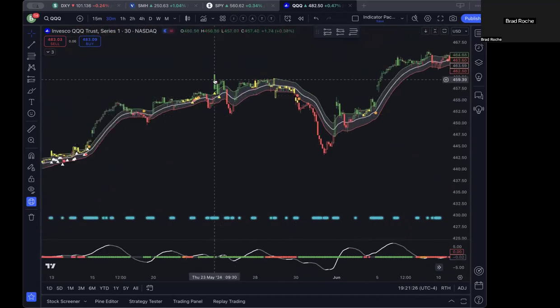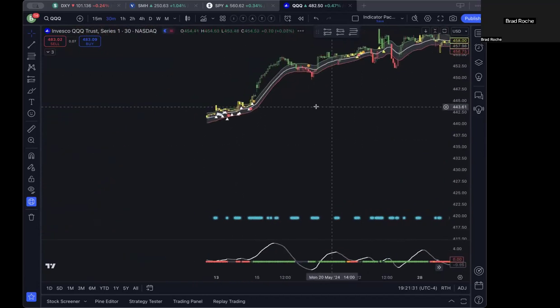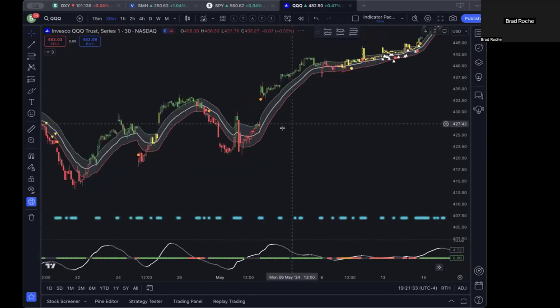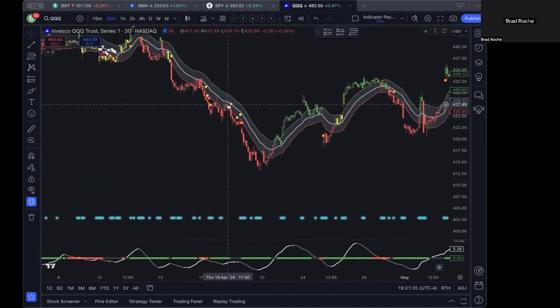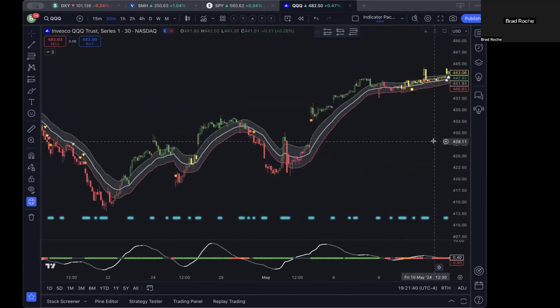Buy signals, boom. Buy signals, got a little bit of a pop, didn't work out too well. Buy signals, boom. Sell signals, boom. Sell signal, boom. Sell signal, boom.